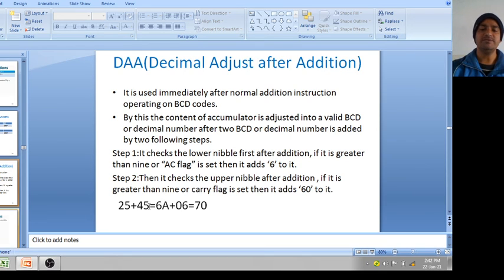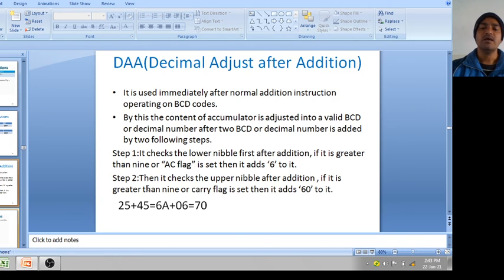Okay, for example, 25 plus 45, and after applying ADD, if you use this DAA, it will give the result in decimal 70. How does it work? It simply checks the lower nibble after any addition operation. If the result is greater than 9, it means the auxiliary carry flag is set and it will add 6 to it. And if it is less than or equal to 9, then it will add 0.